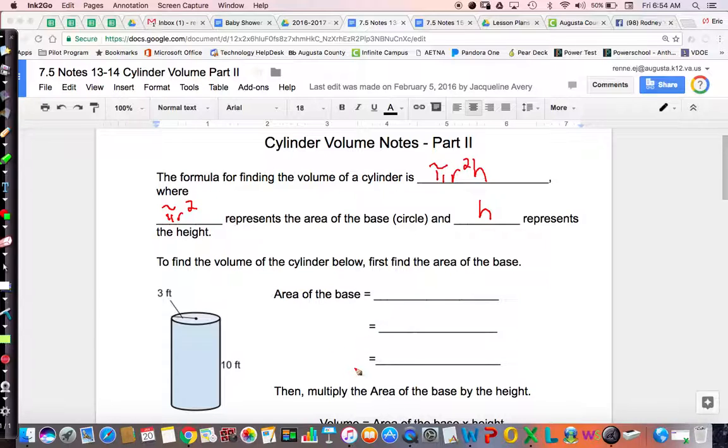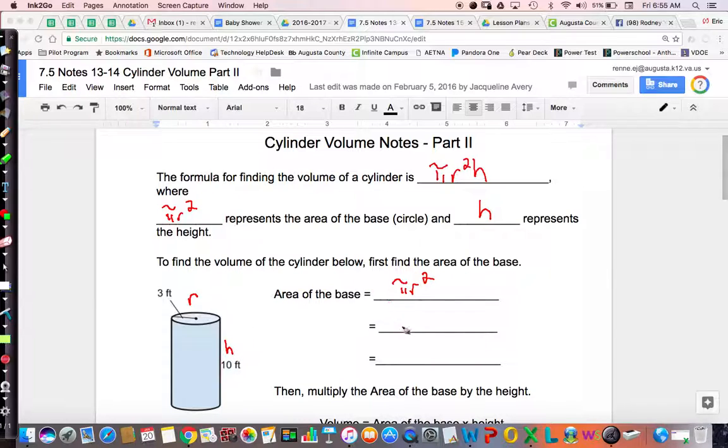So to find the volume of the cylinder below, we need to first find the area of the base. So the area of the base, which is this circle, is pi r squared. So we first need to know what our radius and our height is. So it goes halfway across the circle, so this is our radius, and this is measuring up and down in the cylinder from one end of the circle to the other end of the circle, so that's the height.